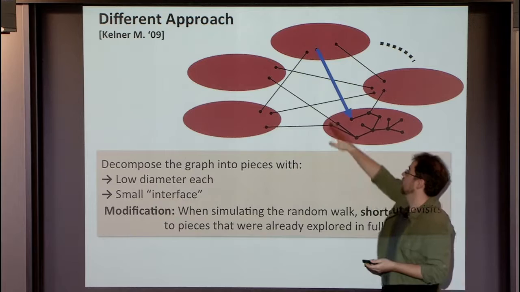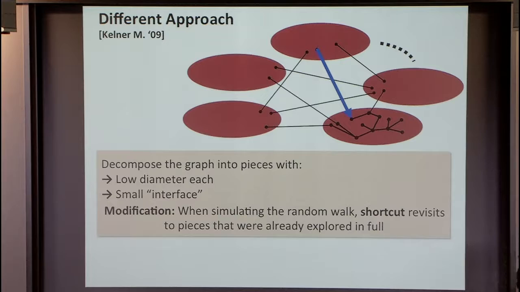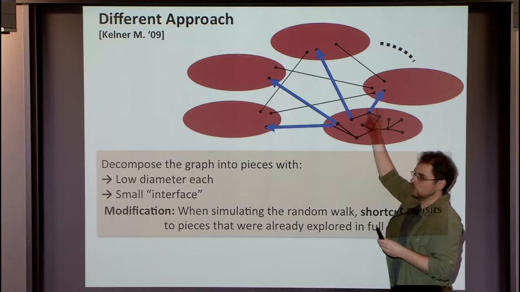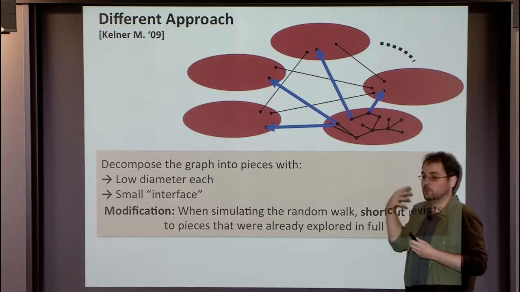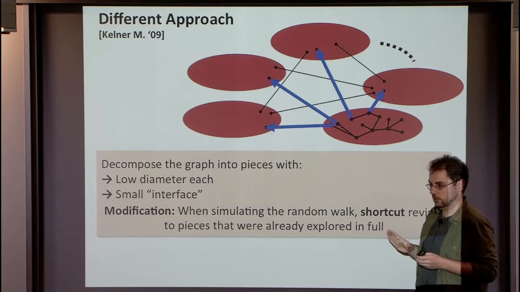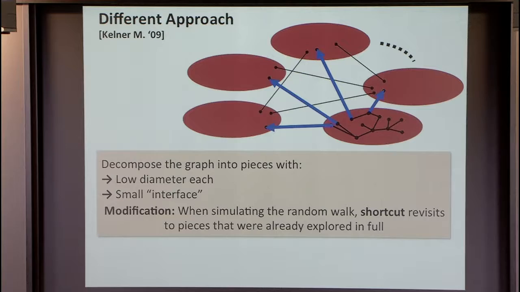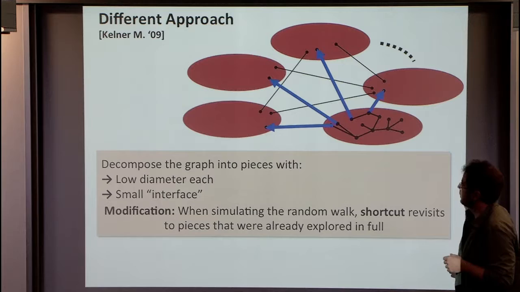Essentially, if I'm entering this cluster at some vertex Z, instead of simulating this random walk inside, which would be very wasteful, I just immediately choose one of the edges through which I will exit according to some appropriate shortcutting distribution, go there, and continue my random walk. Okay, so essentially I don't want to spend time on revisiting pieces that I already fully explored. Essentially this is the idea.